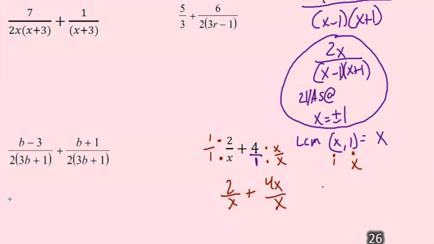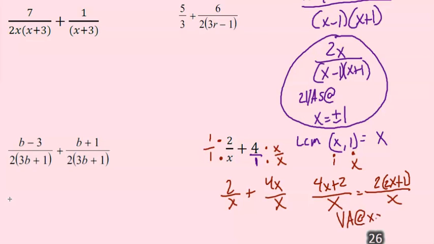Combine like terms, we have 4x plus 2 over one denominator x. You could also write that as 2 parentheses 2x plus 1, all over x. You have one excluded value because we can't have 0 in the denominator. Finish up the rest of this page and then move on to the next page.